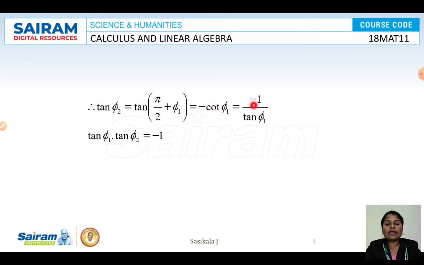which is equal to minus of cot phi 1, which is nothing but the reciprocal, 1 by tan phi 1, isn't it? This tan phi 1 I can take to the other side. So tan phi 1 into tan phi 2 will give minus 1. So you can conclude that the angle between the two polar curves is the modulus of phi 1 minus phi 2. So tan phi 1 into tan phi 2 is equal to minus 1, and the difference is also giving 90 degree. In both the cases, I can tell it is intersecting orthogonally.